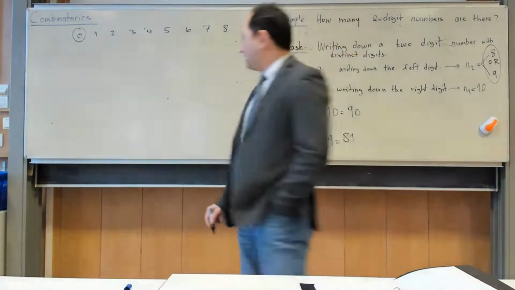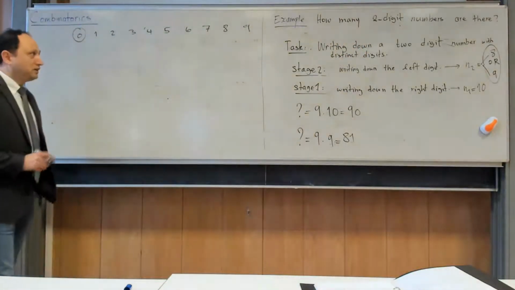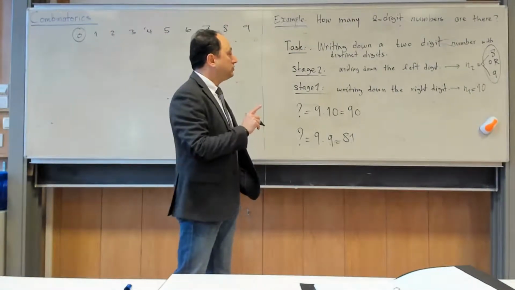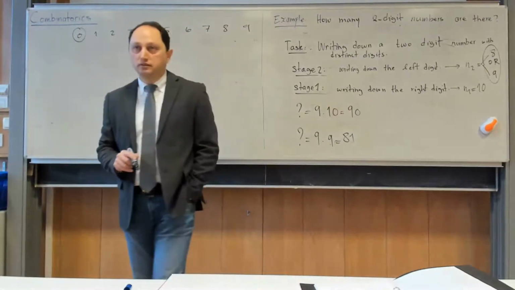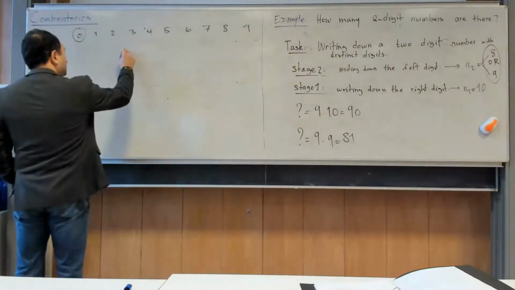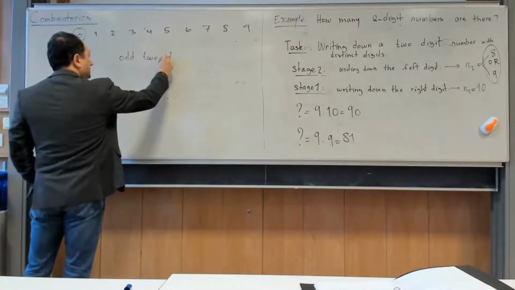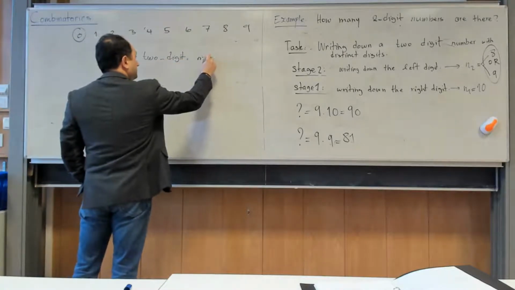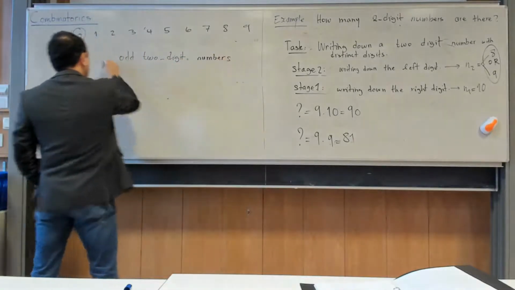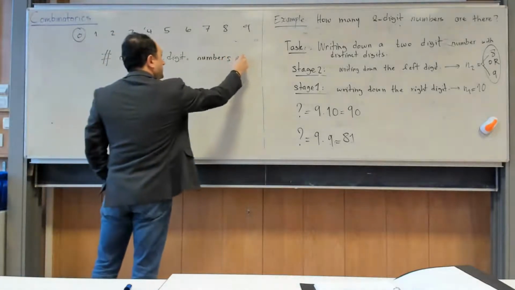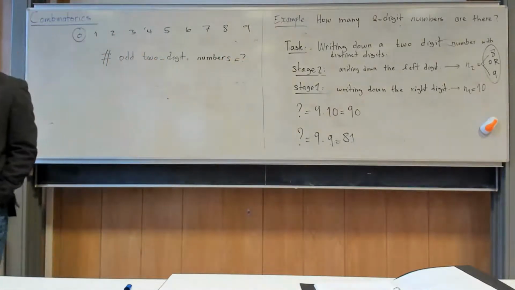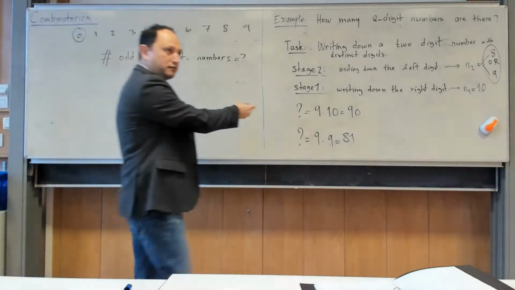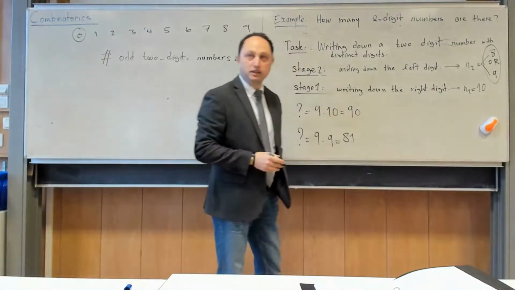Okay, let me just make another simple example. Of course you know the answer: how many odd 2-digit numbers are there? The number of odd 2-digit numbers, what is it? Of course, you know immediately the answer. What's the answer? 45, yes, because there were 90. It's clear that 45 of them are even, 45 of them are odd.